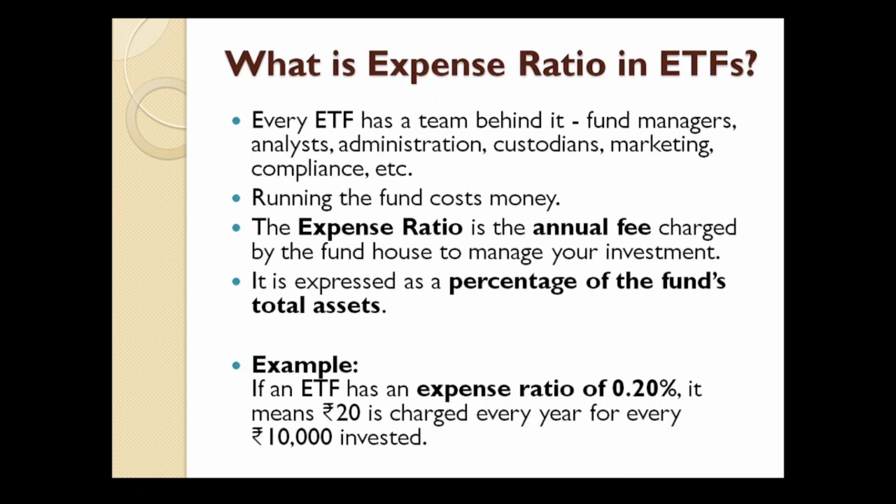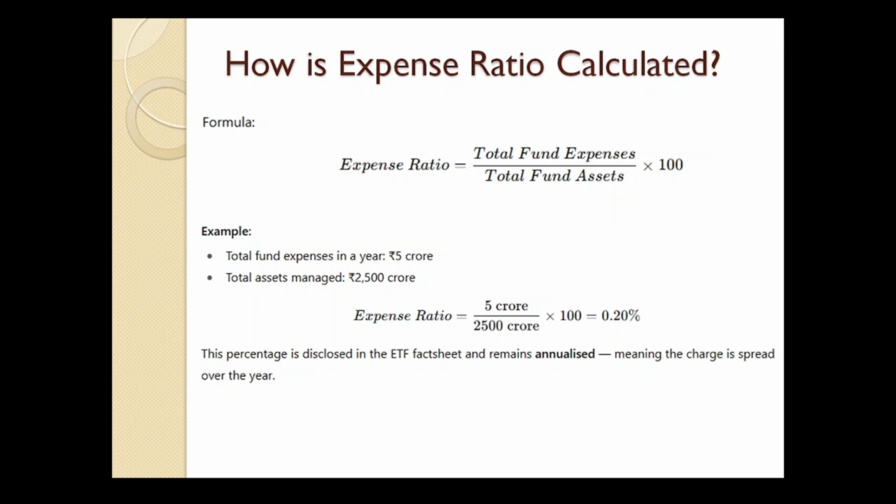What is expense ratio? Every ETF has a team behind it: fund managers, analysts, administration, custodians, marketing, compliance, etc. Running the fund costs money. The expense ratio is the annual fee charged by the fund house to manage your investment. It is expressed as a percentage of the fund's total assets. For example, if an ETF has an expense ratio of 0.20%, it means 20 rupees is charged every year for every 10,000 rupees invested.